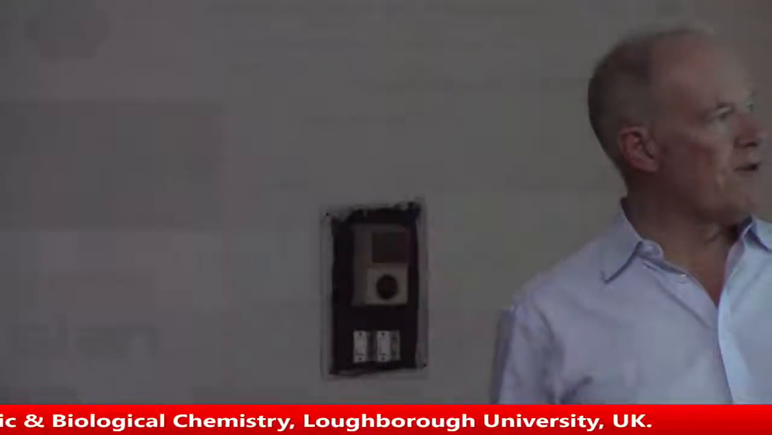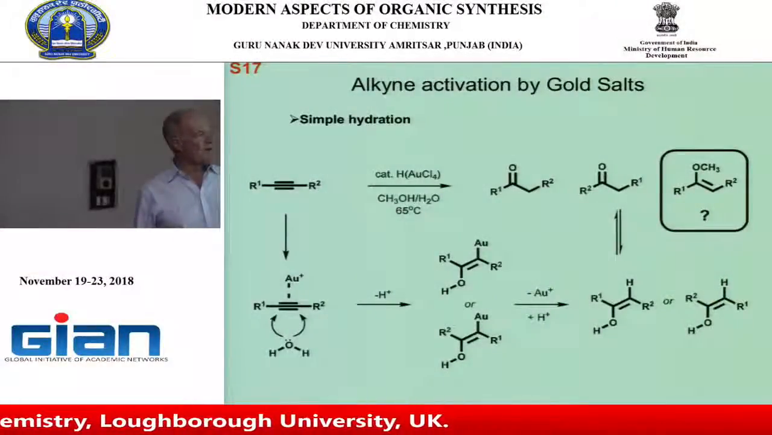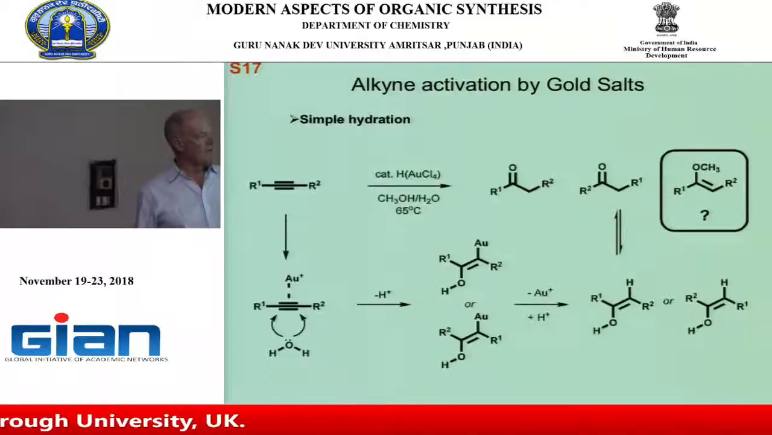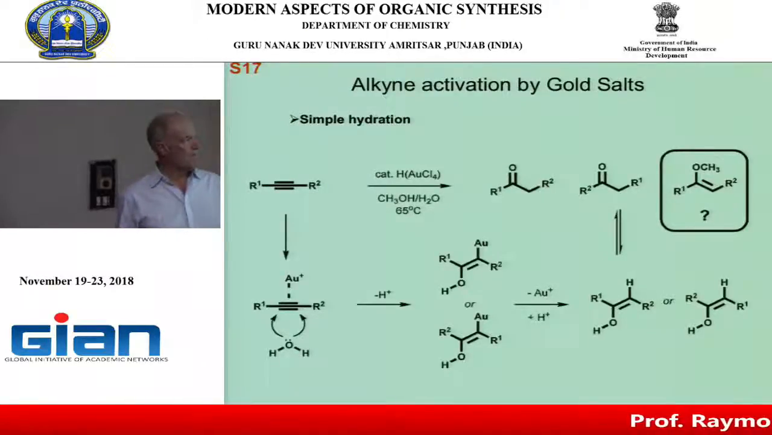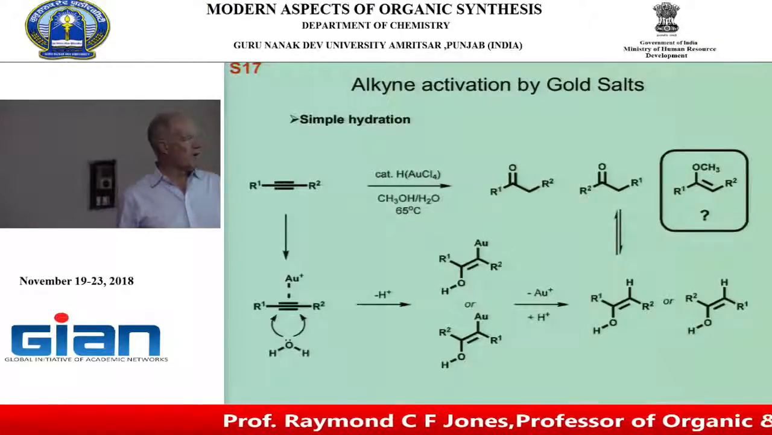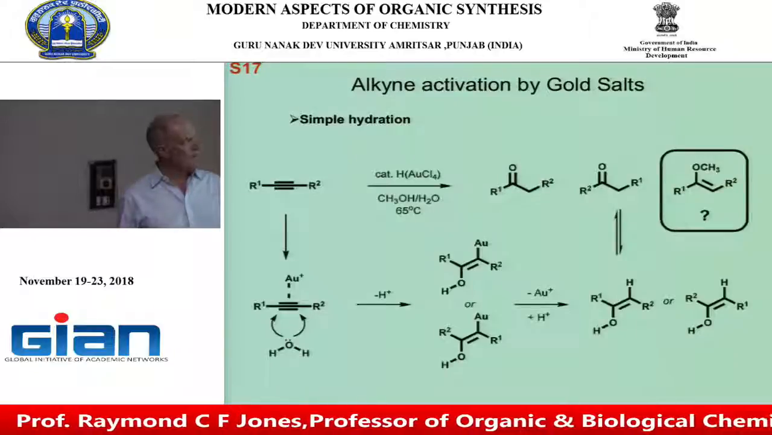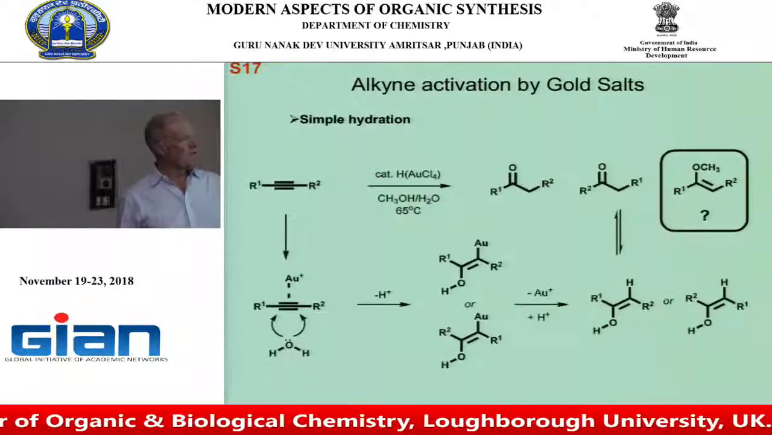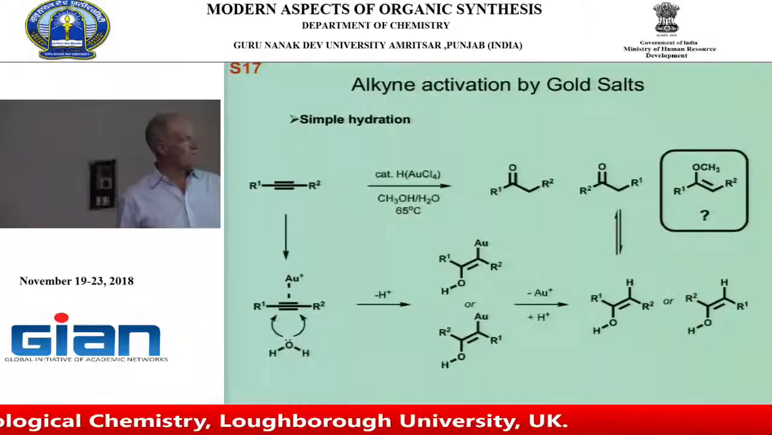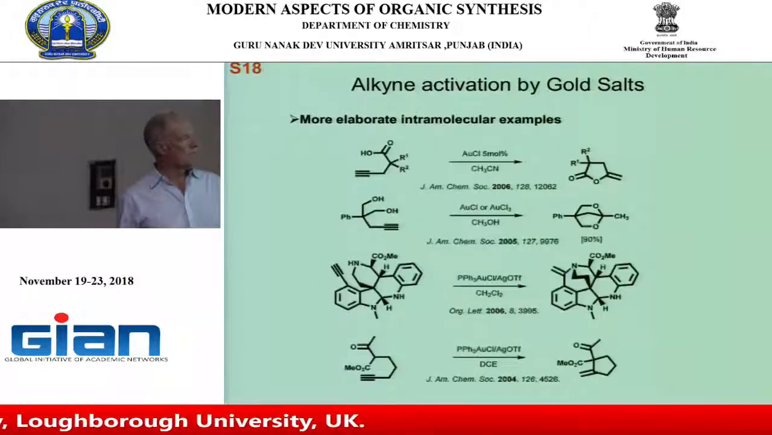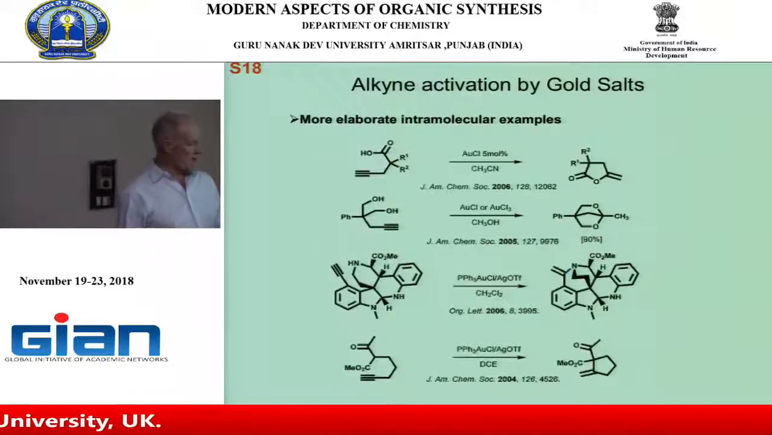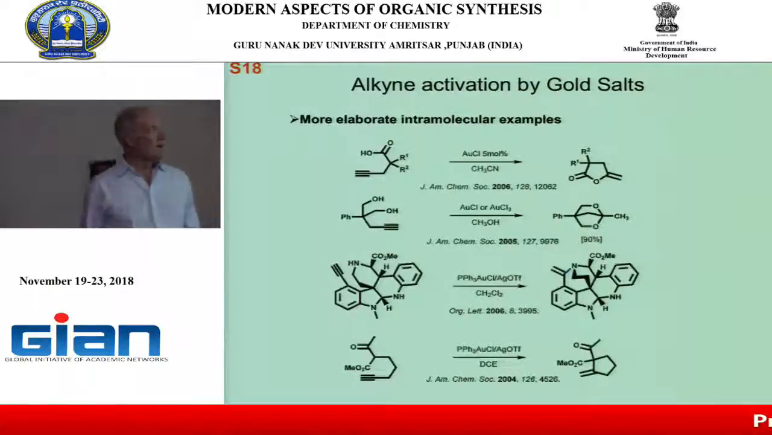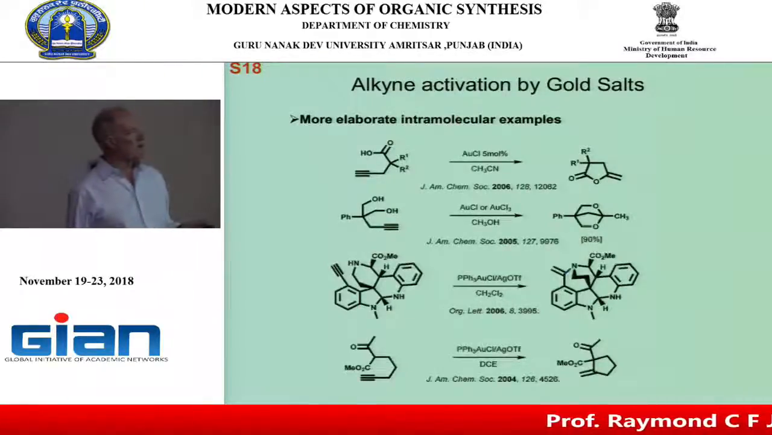In principle, you could think that this should be able to produce enol ethers, but I'm not sure whether that's known yet or not. But you could imagine other nucleophiles. This is a very simple case of speeding up a reaction that has been known for a long time, but has not always been practical. So here are some other examples just to show how this sort of thing has been used.